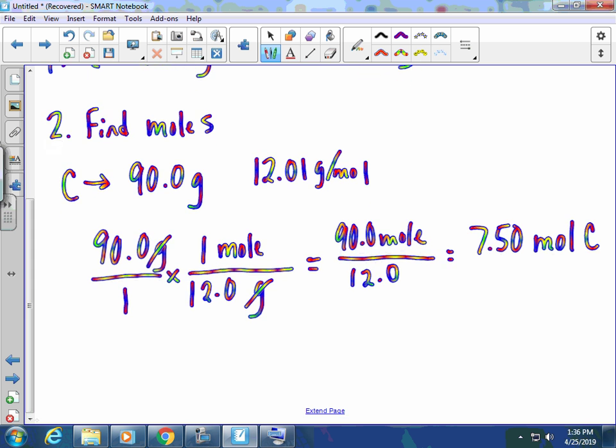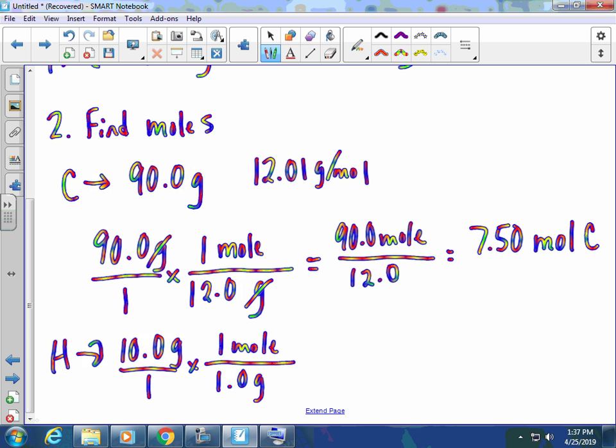For hydrogen, we have 10 grams. So I'm going to put that over 1. And again, if I have 10 grams, how many moles is it? So we need to know how many grams are in 1 mole of hydrogen. And hydrogen is, according to our periodic table, 1.01. For the sake of just doing this example, I'll put down 1.0. So 1.0 grams per mole, just like we did carbon, but with a different molar mass and a different starting number. And here I'm going to end up getting 10.0 over 1, which is going to come out to be 10 moles. All right? So that's step 2, is find out how many moles of each thing you have.